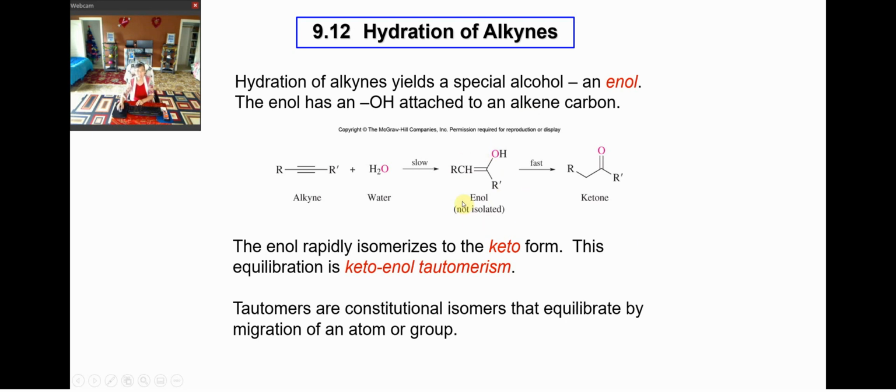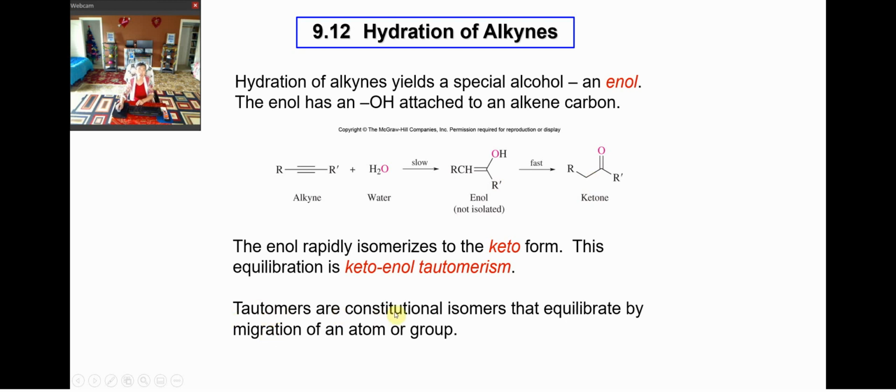This enol was found not stable. It's going to be tautomerized into the ketone. The enol rapidly isomerizes to the keto form. This reaction occurs rapidly. The forward reaction is more favorable. If you reach the equilibrium, that equilibrium is considered keto-enol tautomerism. The two of these, enol and ketone, are called tautomers.